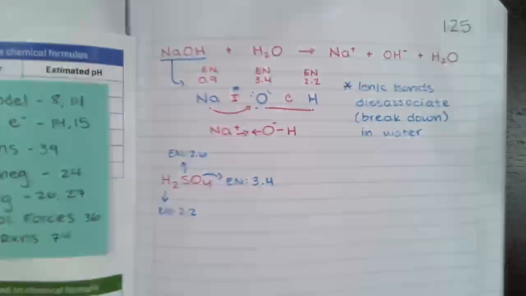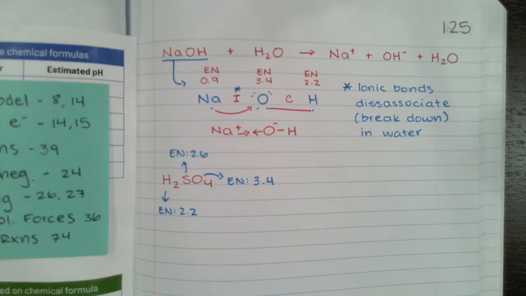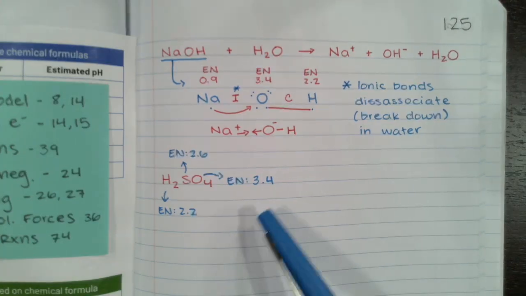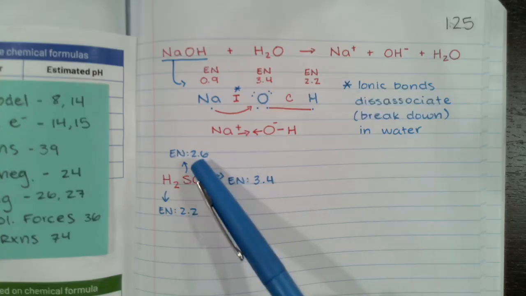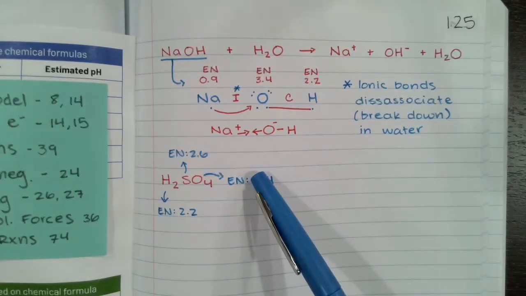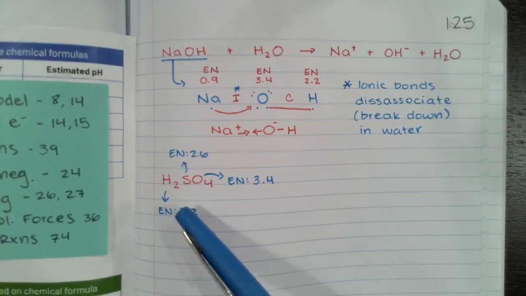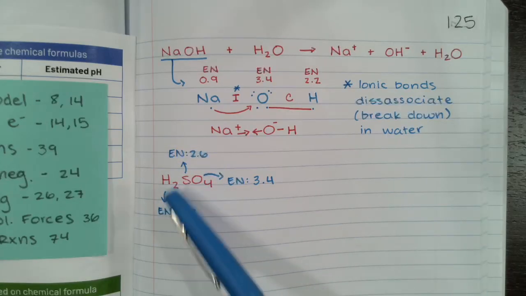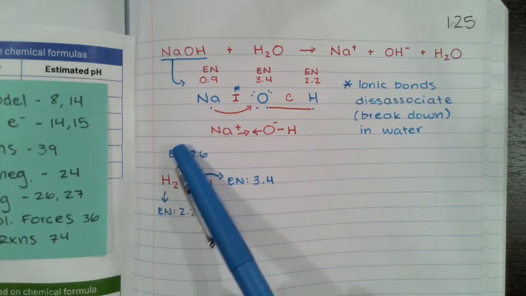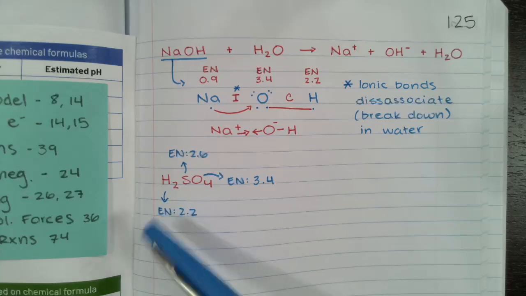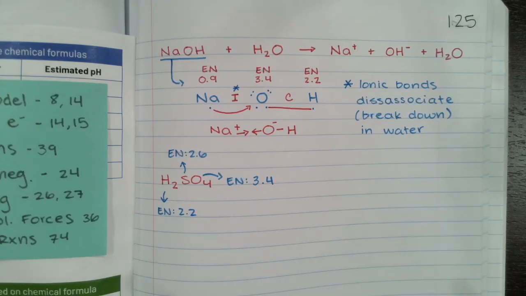All right, what kind of bonds are we going to see in this? Polar covalent. Okay, we're going to see a polar covalent bond if sulfur and oxygen make a bond. And we're going to see non-polar covalent if hydrogen and sulfur make a bond. Okay, so now we just have to figure out how they actually bond.